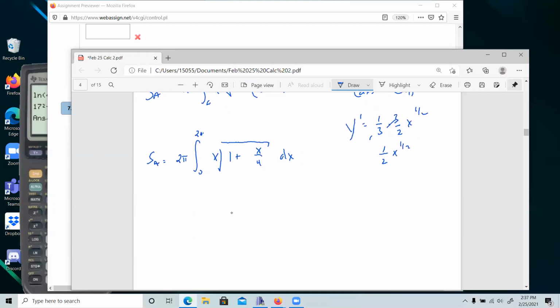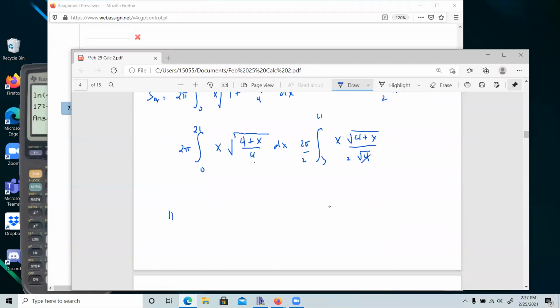All right, so let's put a 4 over 4 here. So we've got some arithmetic to do here. We've got x root 4 plus x, all over 4. I'm going to pull out, right, this is 0 to 21, x times (4 plus x), and then divided by the square root of 4, which is 2. Now cancel. Okay, so we've got pi times the integral from 0 to 21 of x root 4 plus x.